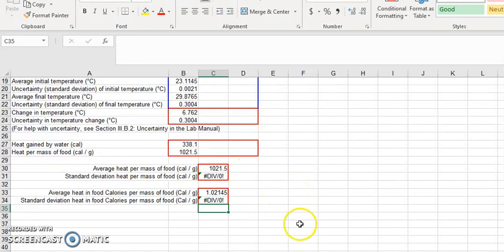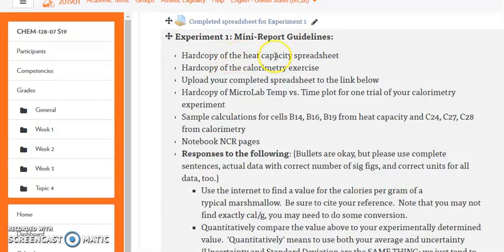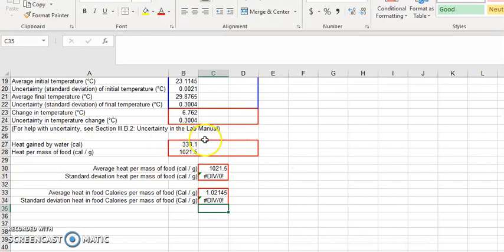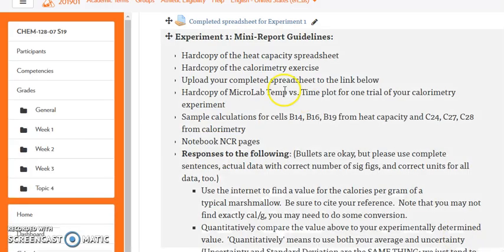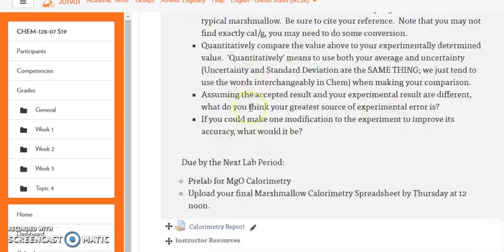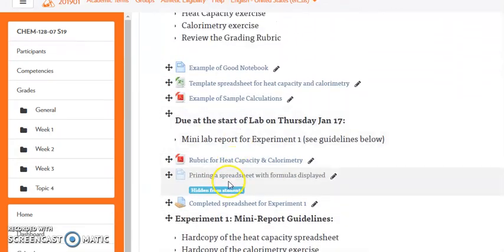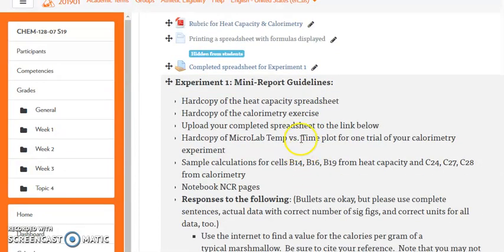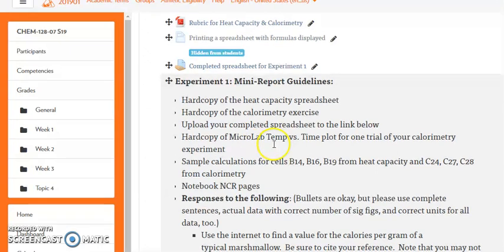So let's just quickly go over what you need to do for your lab report. So for your mini report, hard copy of the heat capacity spreadsheet, hard copy of the calorimetry spreadsheet. So really, you're just taking this and you're printing out the 2 tabs for me. And then you're going to upload it to the link that is right here. You also need to have a hard copy of your microlab temperature versus time plot. So you can, the 2 that we saved in lab, I just need a copy of the graph. If you have questions about how to do that, just let me know.